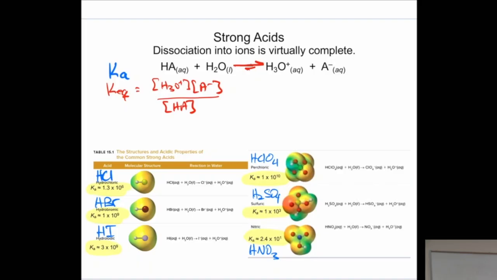Okay. Ka just talks about the extent of dissociation. You need to know what the concentration is to know if it's really going to hurt you. All right? I don't know if I can emphasize that enough. But all of these are classified as strong, virtually 100%. Even though even nitric acid, the Ka is only 24. So you still do have some reactants left at equilibrium.